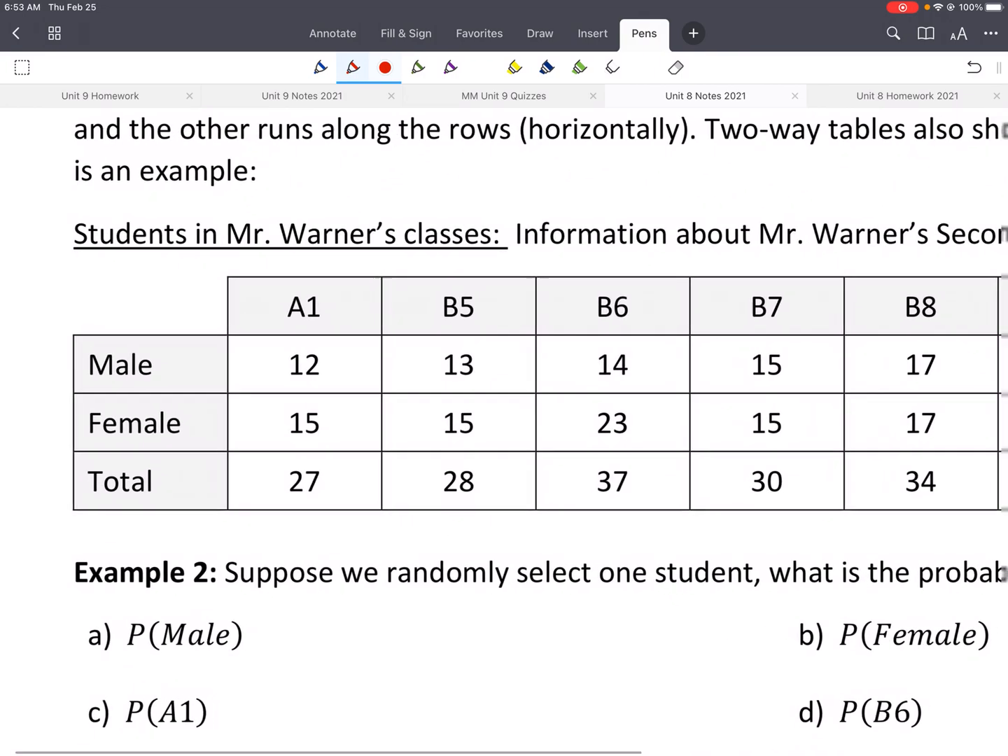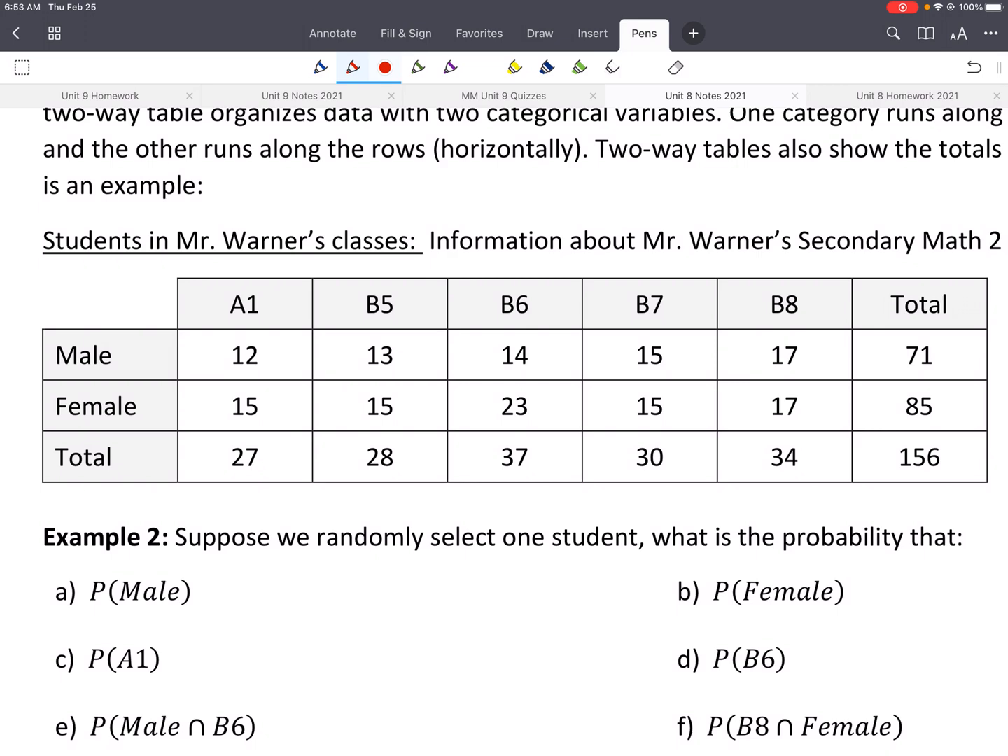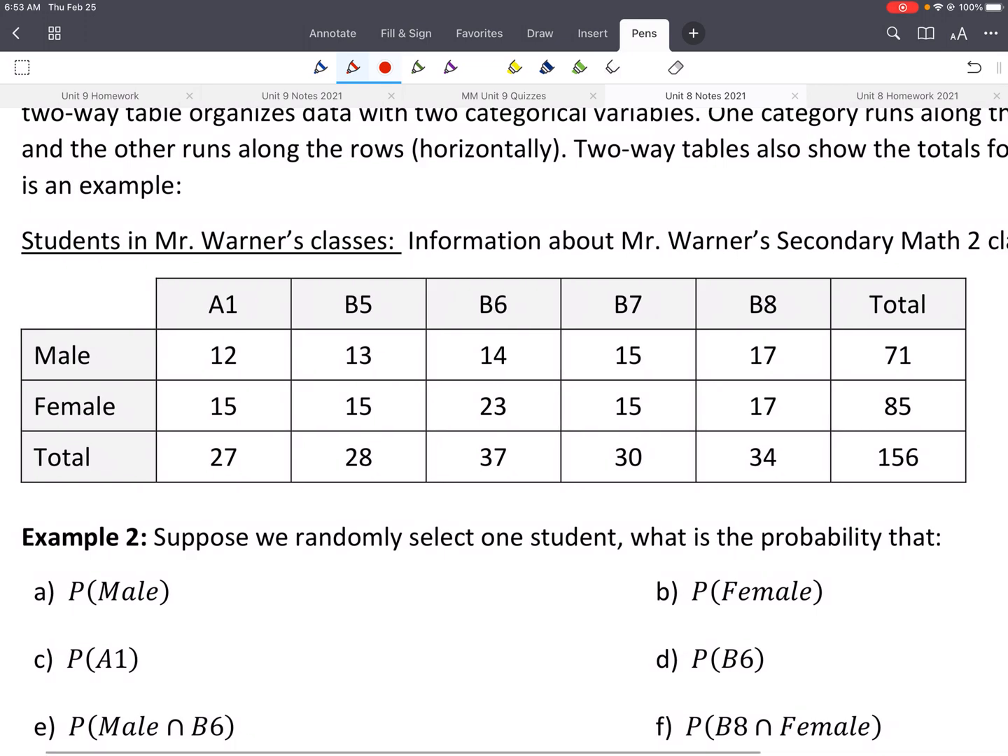So we can have one type, like gender, as the left side of our column, and then across the top we have my secondary Math 2 classes. So you're in one of these. You're a subset of my classes, okay? And we're going to do some probability on it.